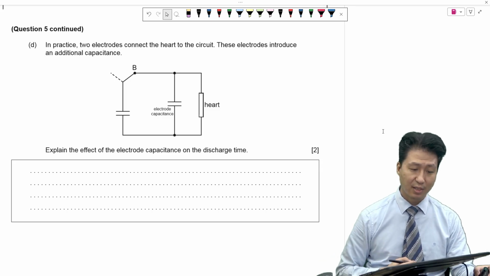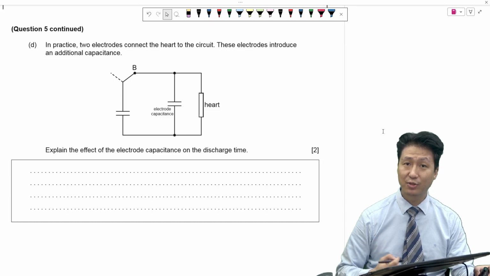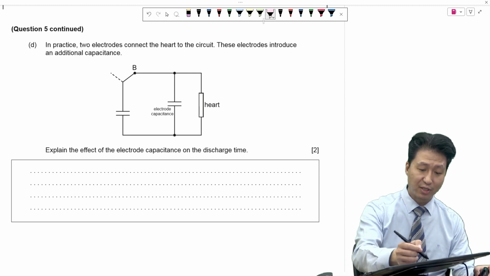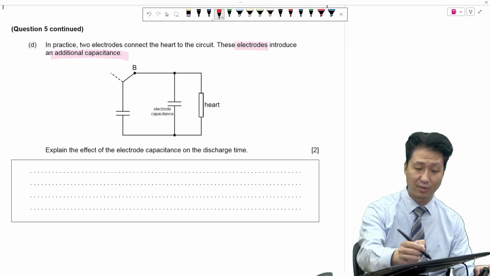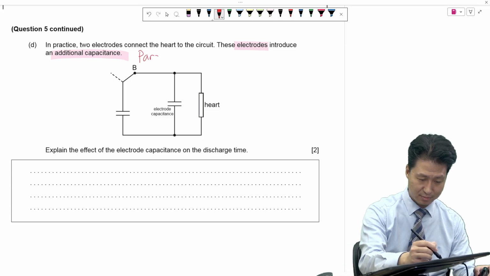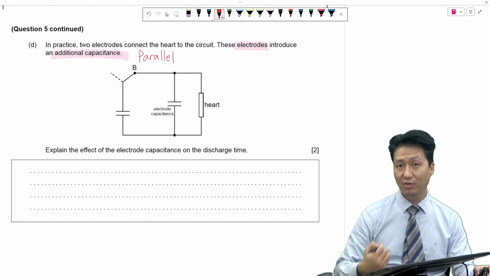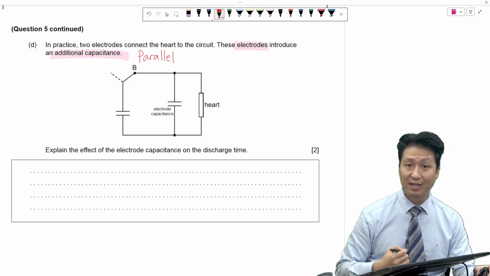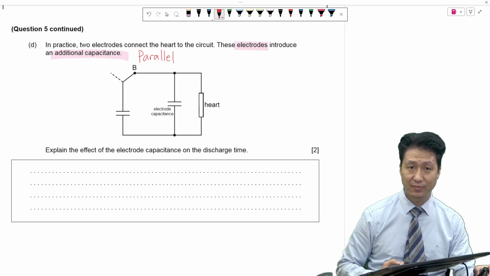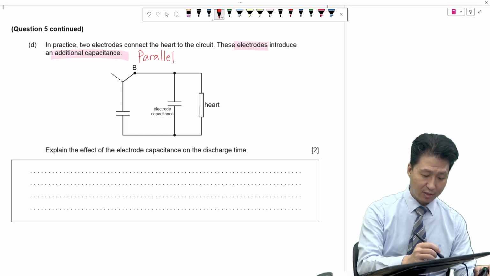In part D, it says that in practice, 2 electrodes connect the heart to the circuit. These electrodes introduce an additional capacitance. So if you connect 2 electrodes and the capacitance is greater, they must have been in parallel. If you connect them in series, the total capacitance will be lower. Explain the effect of the electrode capacitance on the discharge time. So you have increased capacitance.